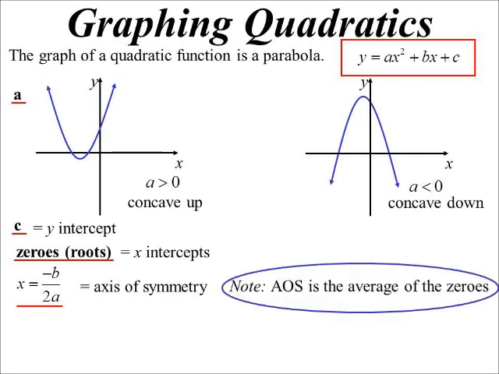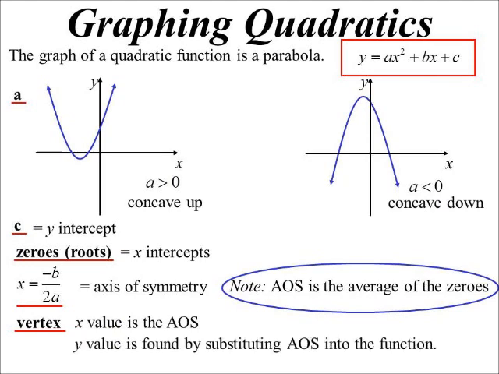Another way of working out the axis of symmetry, if you already know the zeros, just average them out. Because it's always going to be the average of the roots or the zeros. Vertex, well, we know the x value will be the axis of symmetry. And then the y value, we sub that in.